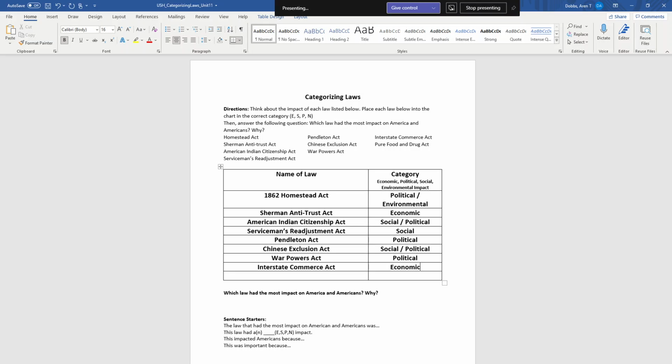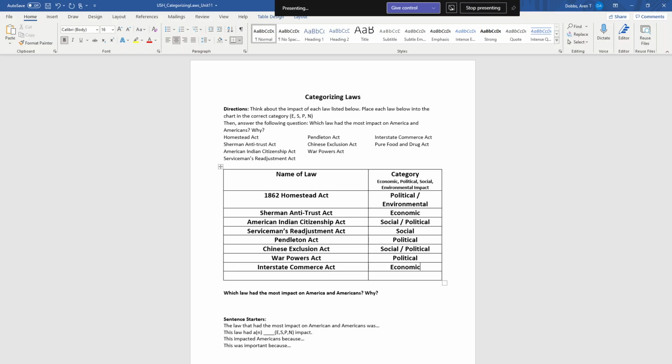Then finally, we have the Pure Food and Drug Act. This would be social. This was passed under the Roosevelt administration. We create the Food and Drug Administration. This is a consequence of muckrakers like Upton Sinclair's The Jungle, where we start to see clear witness testimony and evidence showing the incredibly abhorrent conditions of meatpacking.